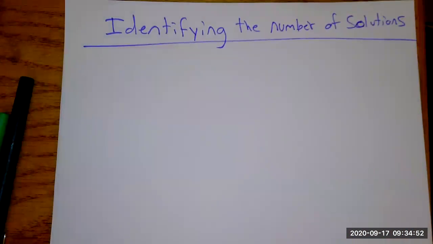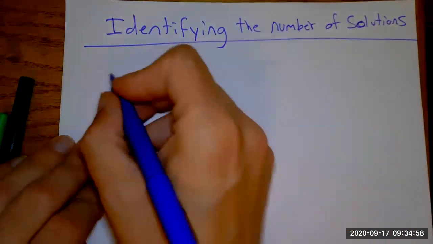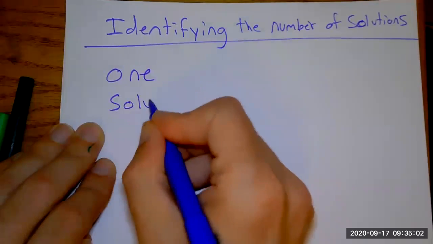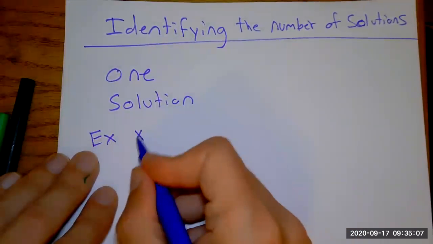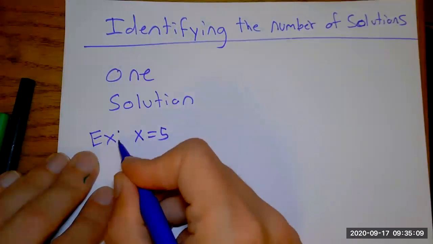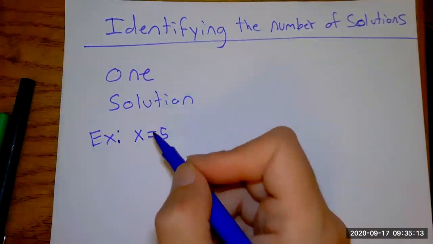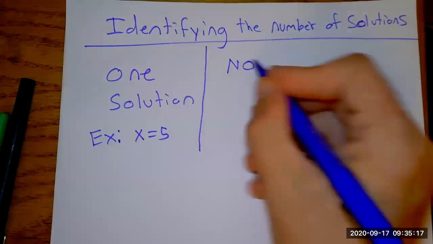So in the future, in second trimester, we're gonna have more options, but right now we're gonna have three options. You're either going to have one solution. So an example of this would be like x equals 5. Okay, so that's one solution. That's what we're used to. That's what you're comfortable with. We're going to have no solution.